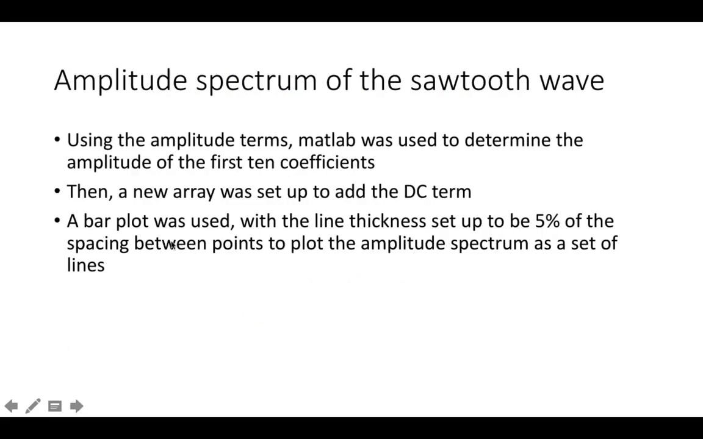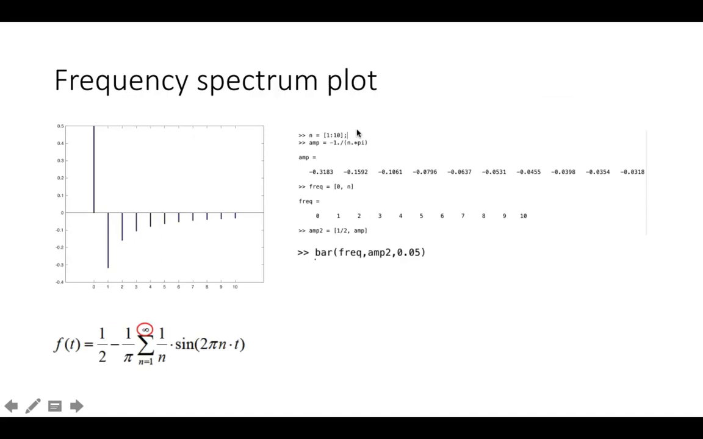Using the amplitude terms, I used MATLAB to determine the amplitude of the first 10 coefficients, and I did that without the DC term. Then I set up a new array to add the DC term in, and I used a bar plot. On the bar plot in MATLAB, you can set the line thickness, so I set it to be 5% of the spacing between points so that it looks like lines instead of boxes. So let me show you that.